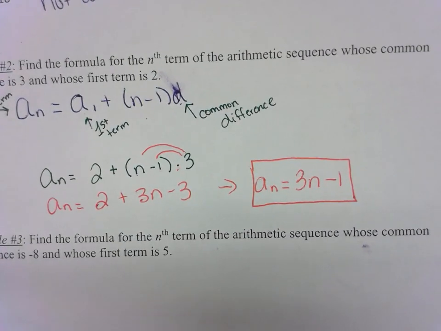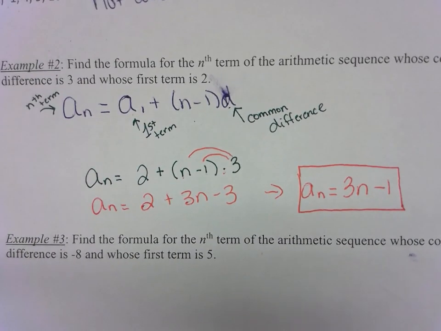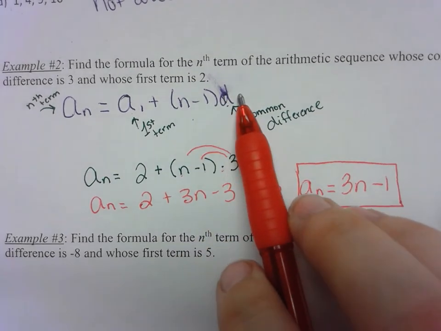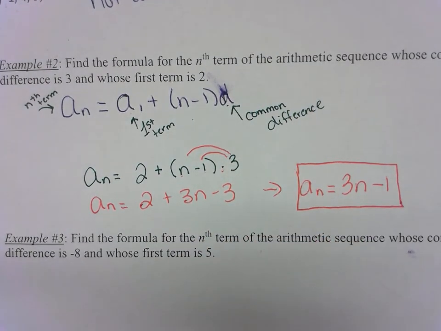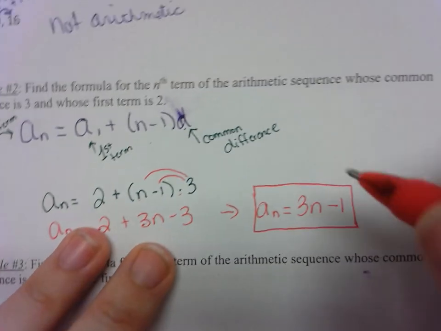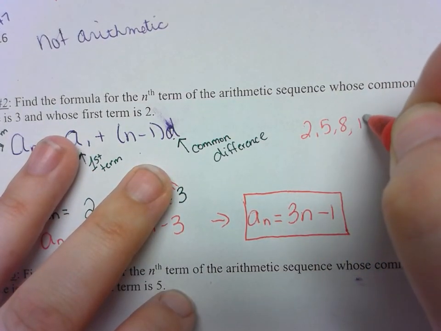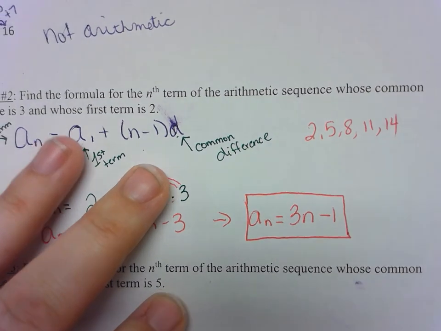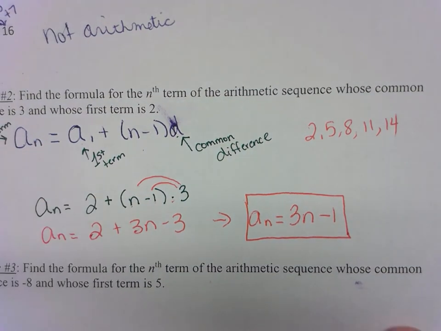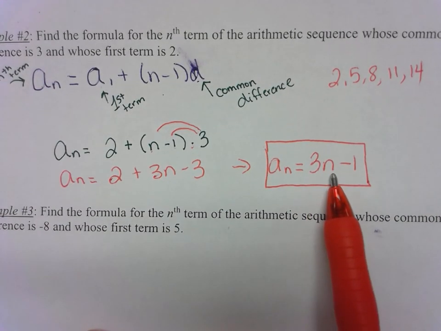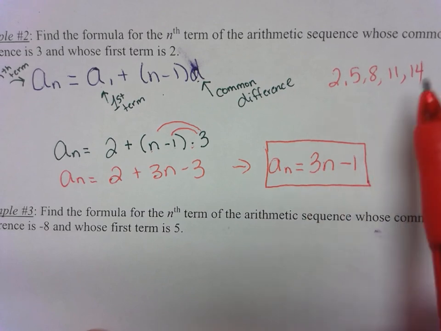Now, Ms. Cleveland, why would we bother to do that? Instead of saying, okay, 2, and we're going to go up 3 plus 3 plus 3, what if I wanted the 5th term? Well, that's easy. We could do 2 plus 3 plus 3 plus 3 plus 3. Oh, it's 14. Okay, let's double check that. 3 times 5 is 15. 15 minus 1 is 14.